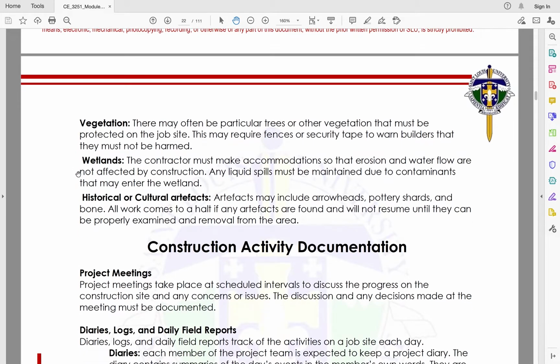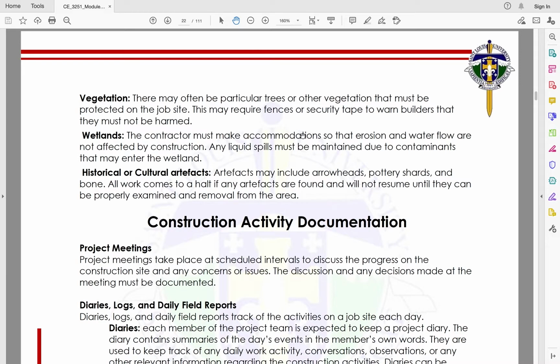Next is wetlands. So, the contractor must take accommodations so that erosion and water flow are not affected by construction. So any liquid spills must be maintained due to contaminants that may enter the wetlands. So if we are going to build our structure, we also need to consider erosion and water flowing outside of our construction site. So it should not affect or destroy the adjacent natural features.